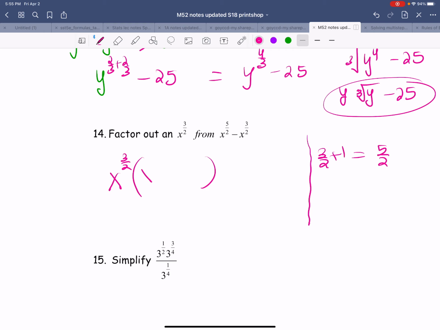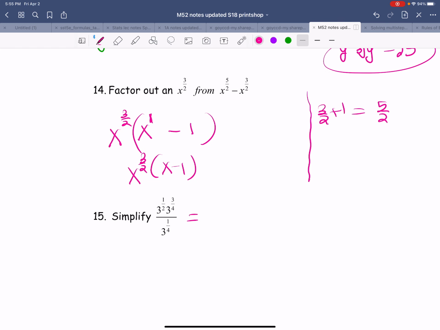So if I multiply x to the 3/2 with x to the first power, when I distribute, I would be able to get x to the 5/2 back. So it turns out to be x to the 3/2 times x minus 1. Next example, number 15.